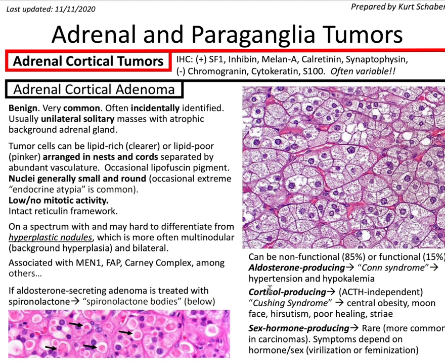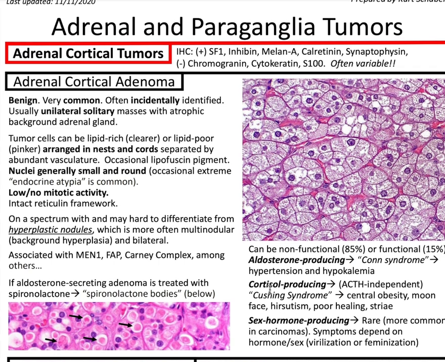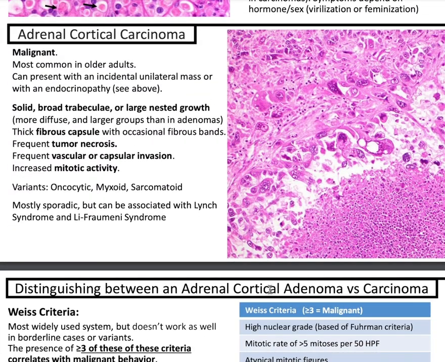If it's aldosterone producing, think Conn syndrome. Cortisol producing, Cushing syndrome. Sex hormone producing is rare. It's more common in carcinomas. Adrenocortical carcinomas are malignant. Architecturally, you'll see solid, broad trabeculae or large nested growth. There will be a thick fibrous capsule, frequent tumor necrosis, frequent vascular or capsular invasion, and increased mitotic activity.